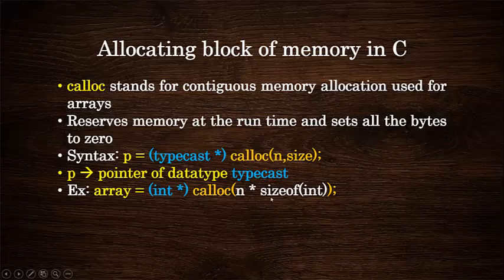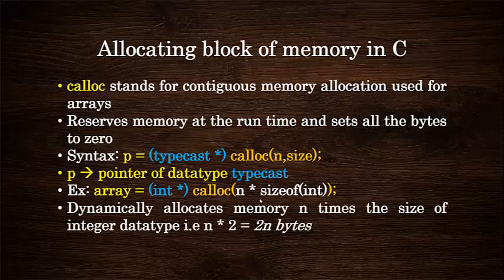Sizeof indicates the memory space that is required for each and every element, and n indicates the number of elements. So again, calloc is going to reserve the memory space. It allocates n times the size of the integer data type.